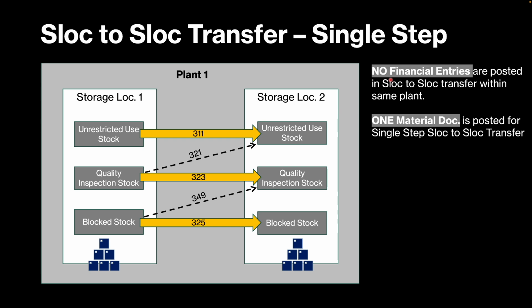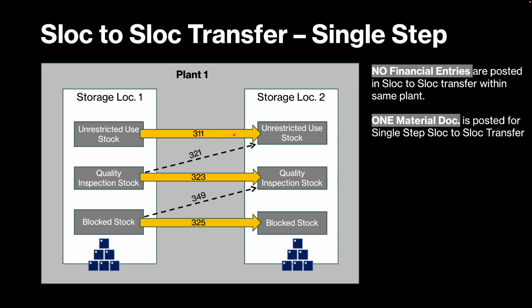Now apart from this, for posting all these movement types where you transfer from one storage location to another storage location, no financial entry will get posted. This is because the transfer is happening within a single plant only. You can see here under one plant, you have these two storage locations. So when you do these stock transfers, no financial entry will get posted.